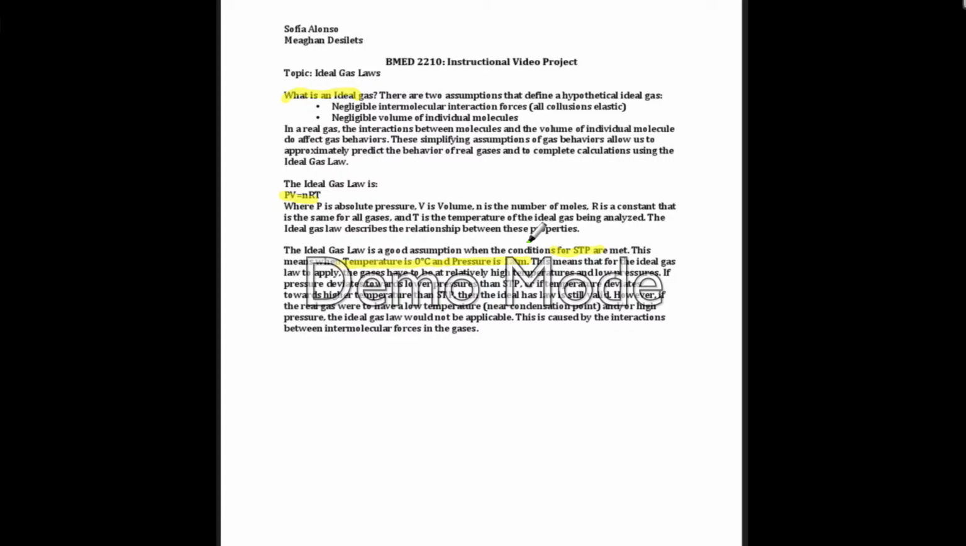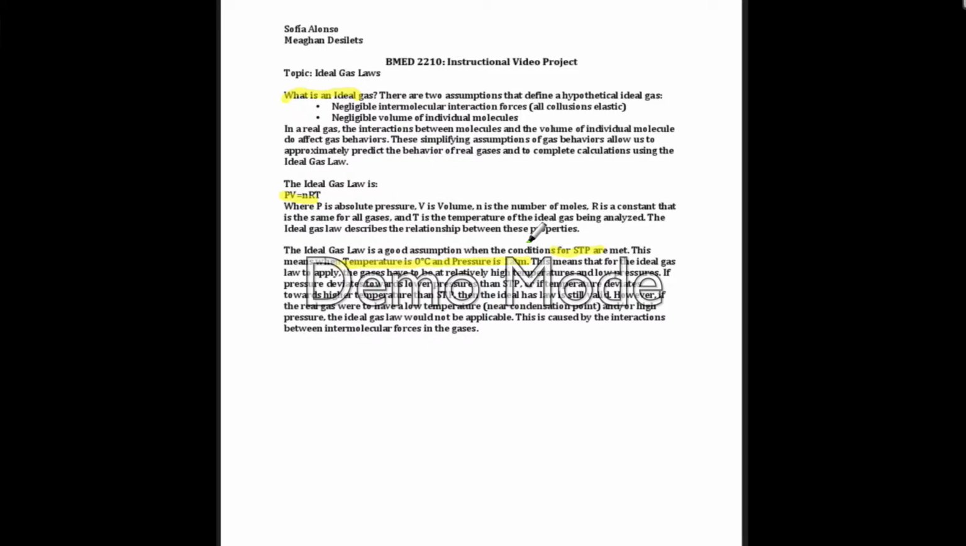So for temperature, it can be higher than standard temperature, that's fine. But if it gets too much lower and it starts nearing the condensation point of the gas, then the molecules are getting closer together due to the condensation beginning to happen, and they're interacting with each other more and more, and so the forces between them are no longer negligible.